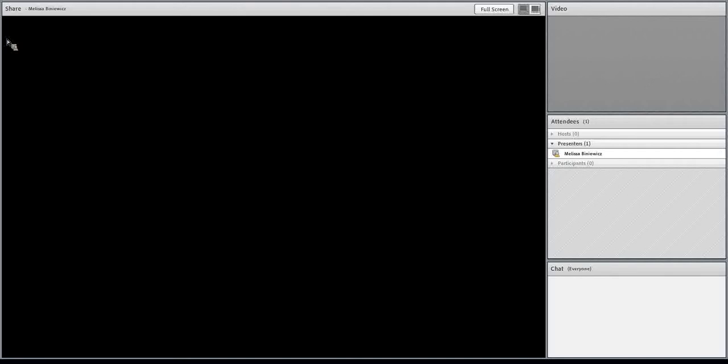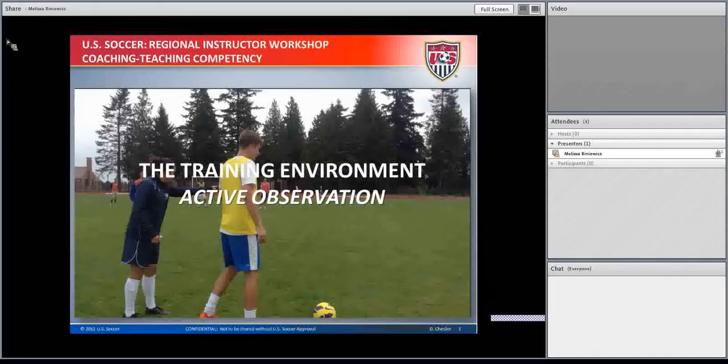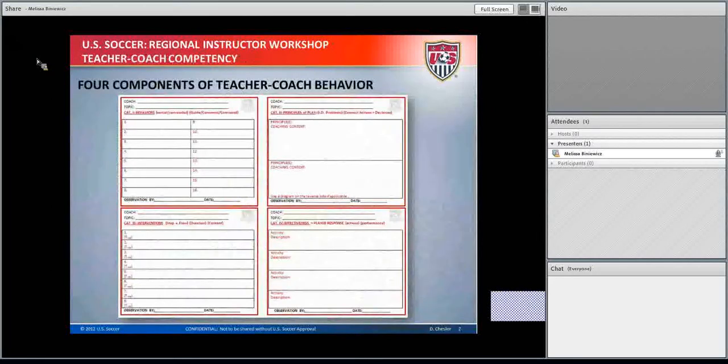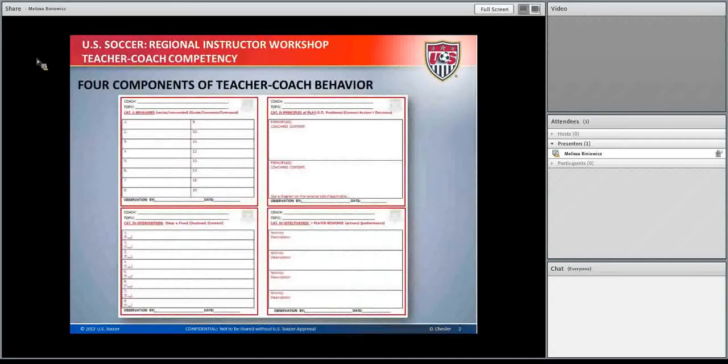to record the coaching behaviors of a coach in an actual field training session. This first slide shows a form that's divided into 4 categories. Starting with the upper left category, on this portion of the form we're going to chart and record all of the interactions of a coach, whether they be verbal, nonverbal, etc.